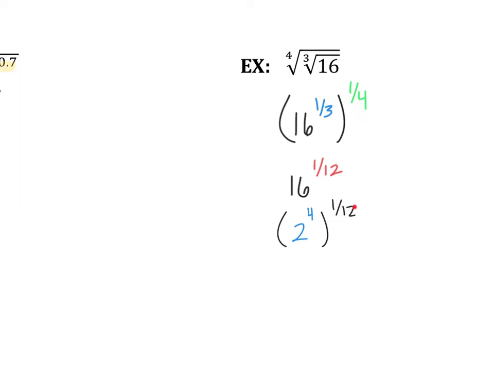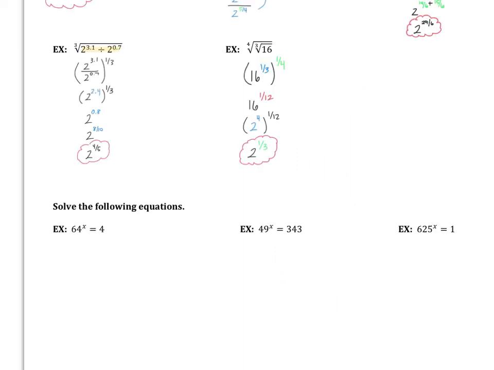Now, power of a power, we can multiply. 4 times 1 divided by 12, we should end up with 2 to the 1/3 power. 4 divided by 12, there lies our final answer. So if you stopped at 16 to the 1/12, you always have to ask yourself, is 16 the smallest base, or can we rewrite it as a smaller base raised to some power?